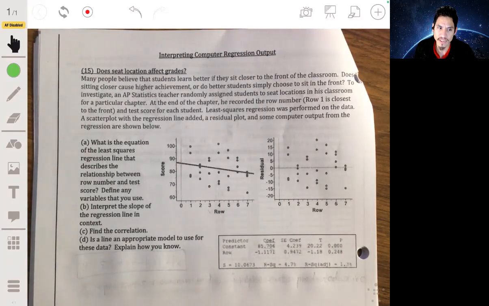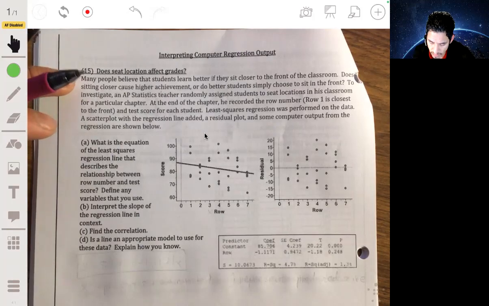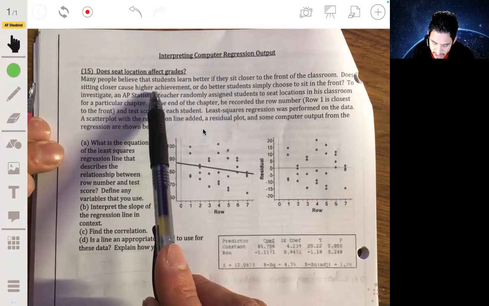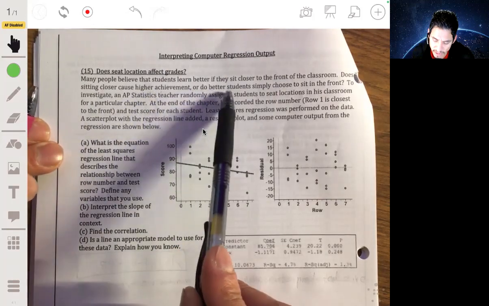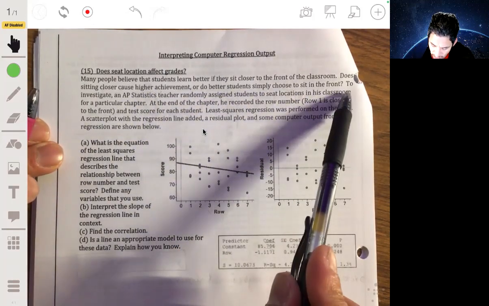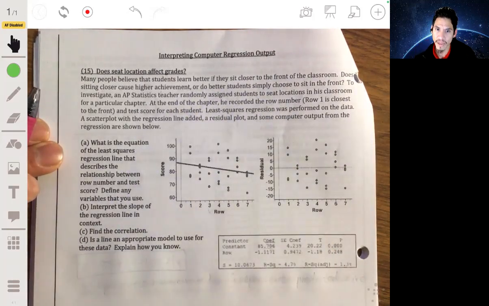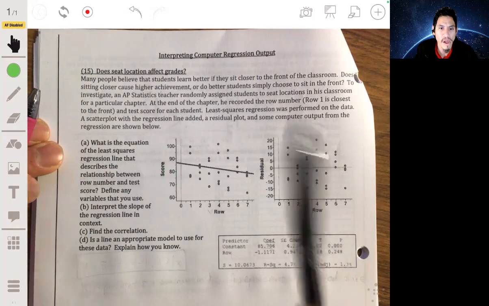And let's see what this data says, because there's actually been several studies done. So here it's saying many people believe that students learn better if they sit closer to the front of the classroom. Does sitting closer cause higher achievement, or do better students simply choose to sit in the front? Yeah, so that's the question, right? I'm sure that's what I and many of you have been wondering.